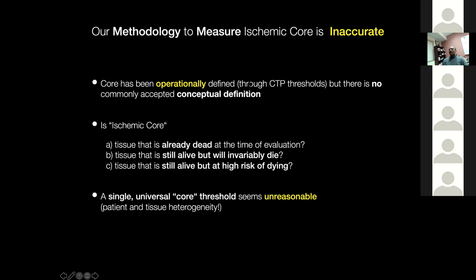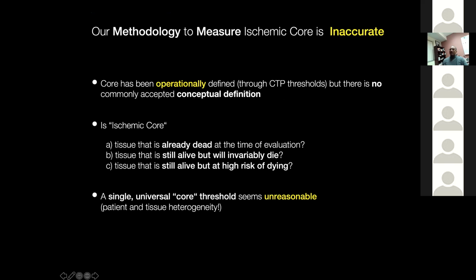So core has been operationally defined on CTP thresholds, but there's no commonly accepted conceptual definition. For example, is ischemic core tissue that is already dead at the time of imaging? Is the tissue still alive but will invariably die? Is the tissue still alive but at high risk of dying? We haven't even reached a conclusion on that.